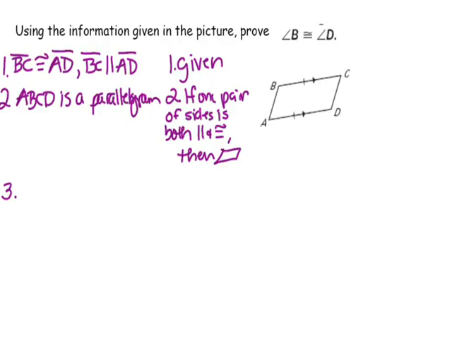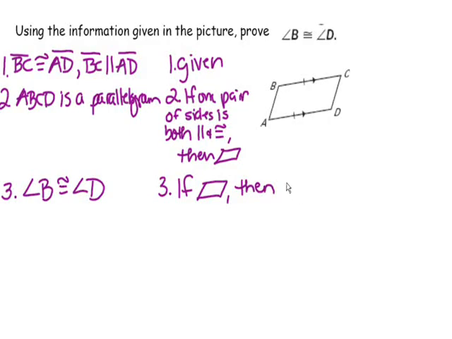leave some space here since I took up so much room, I can now say that angle B is congruent to angle D. And what is my reason for that? If it's a parallelogram, which we have just proven, then I'm going to write both pairs, even though we're only talking about one pair. Then both pairs, opposite angles, congruent. And that's our reason. And we have in 3 steps proven that angle B is congruent to angle D. Pretty straightforward, not so bad, right?